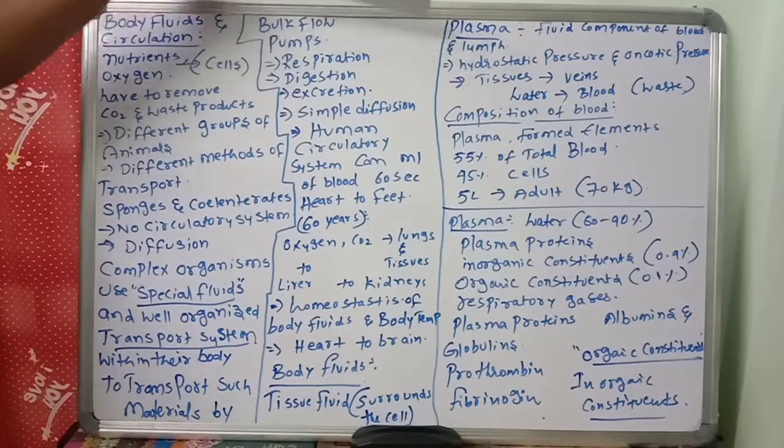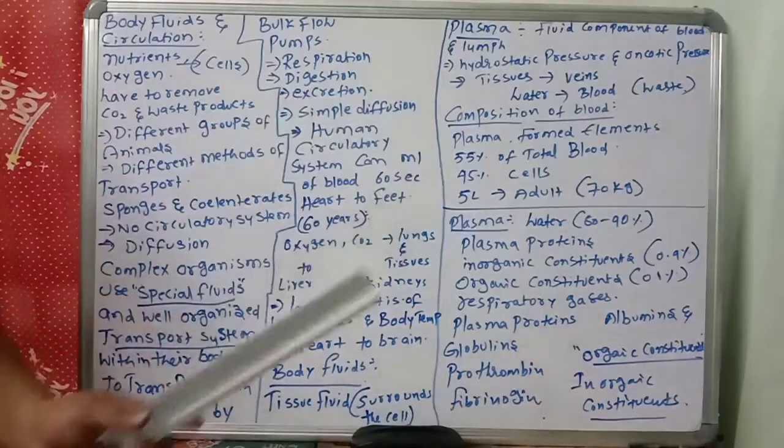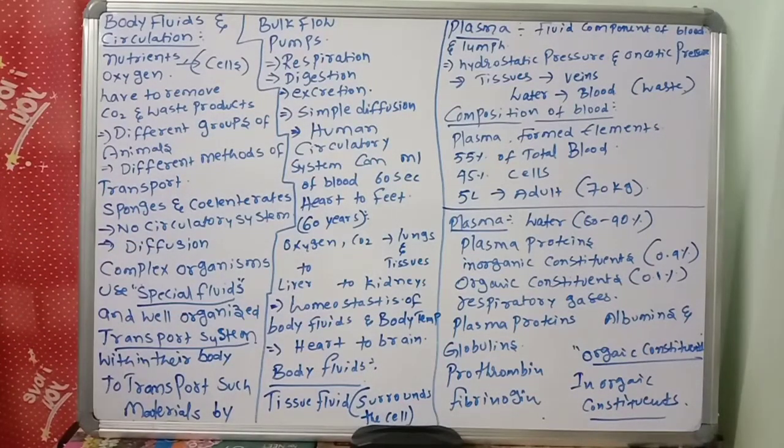Okay, so the most important thing is that because of hydrostatic pressure and oncotic pressure, the fluids reach the tissues and the tissue fluids come out because of these pressures only. You have to remember. Next, composition of the blood.